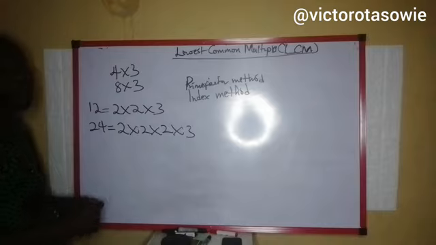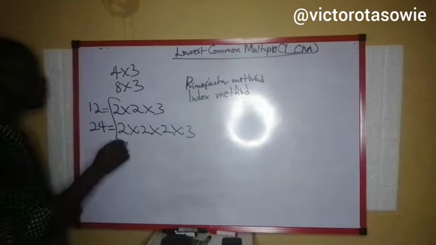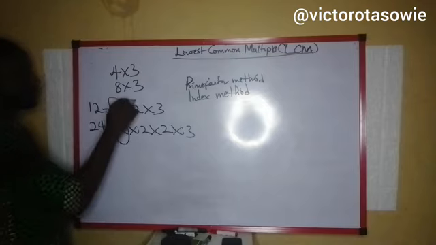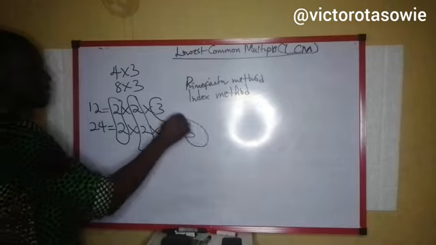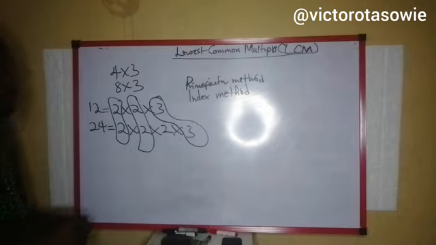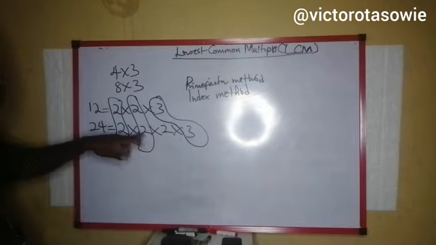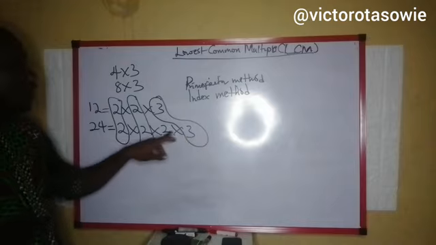So that's 24. Now, under the prime factor method, you will circle the parts that are similar. You will circle these parts, they are similar. Then you circle these parts, they are similar. So you see, we circle these 2, we circle these 2, we circle these 3, but we have this left.